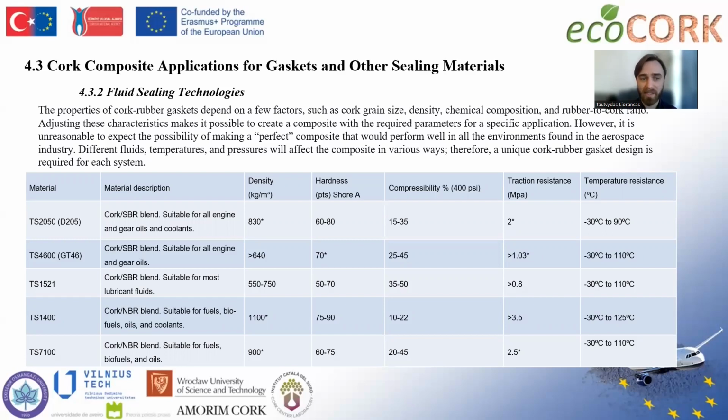In the table below, you can see examples of different materials that are used for different applications. For example, in the first row, you can see TS 2050. That is suitable for all engine gears, oils, and coolants. And you can see different materials that cover mostly all the fluids that appear in the aerospace industry.